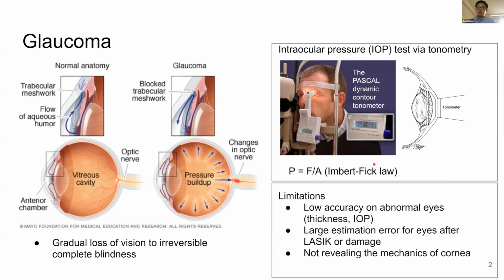However, this method has some limitations. First, it has low accuracy for eyes with abnormal thickness or pressure levels. And also the error is large for eyes that went through LASIK surgery or other damages. And also this method does not reveal the true mechanics of the cornea, which may be crucial to IOP detection and the understanding of glaucoma progression.